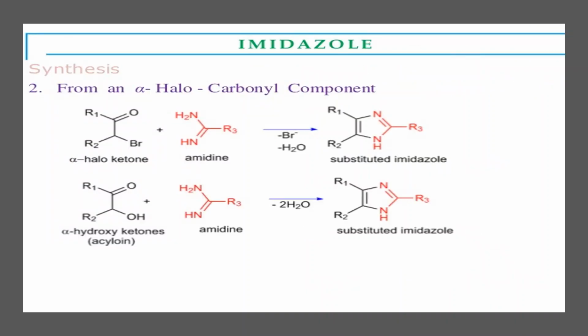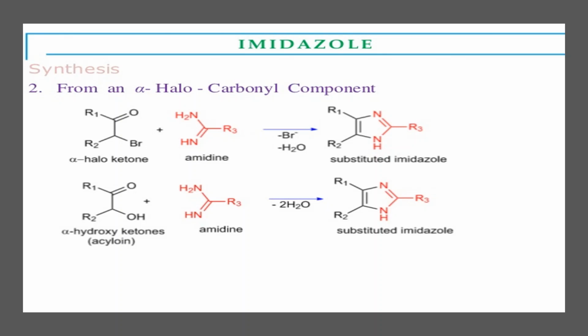Now, when you treat an alpha halocarbonyl compound with an amidine. Amidine means NH2-C double bond NH. That is known as amidine. And if there is one more NH2, it is known as guanidine. So if there are two nitrogens in a tautomeric form, with a double bond and NH2, that is known as amidine. So when you treat an alpha haloketone with an amidine, it condenses to give you a substituted imidazole.